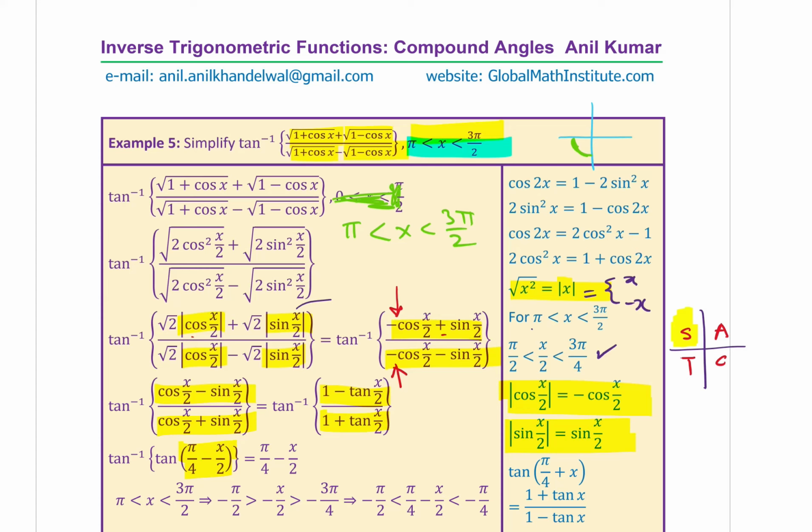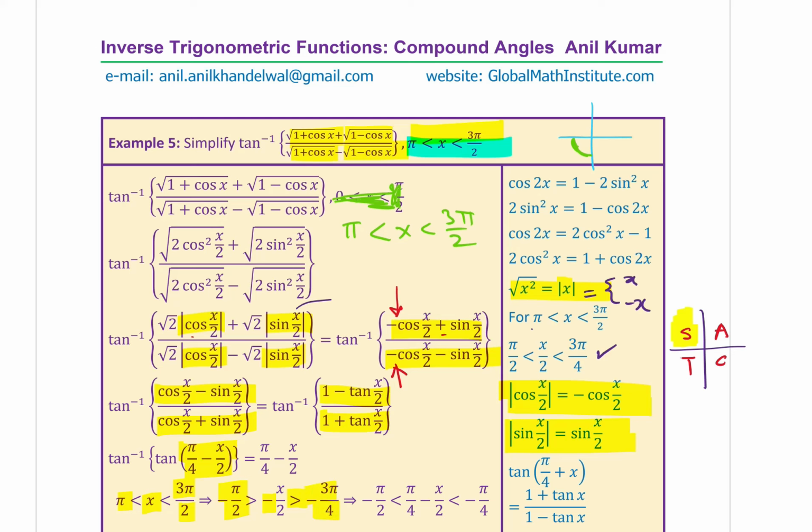Now let's also work in the domain for pi by 4 minus x by 2 before getting the answer. So x is given to us between pi and 3 pi by 2. When you do minus, you have to interchange the sign. So I divided by 2 and made it minus. So minus pi by 2, the sign becomes greater than, as shown here. Now we'll add pi by 4.